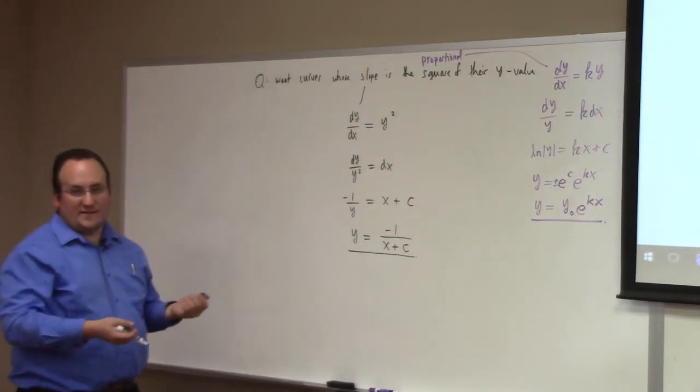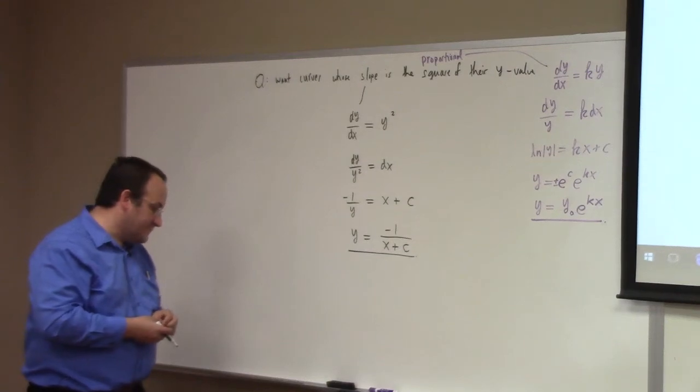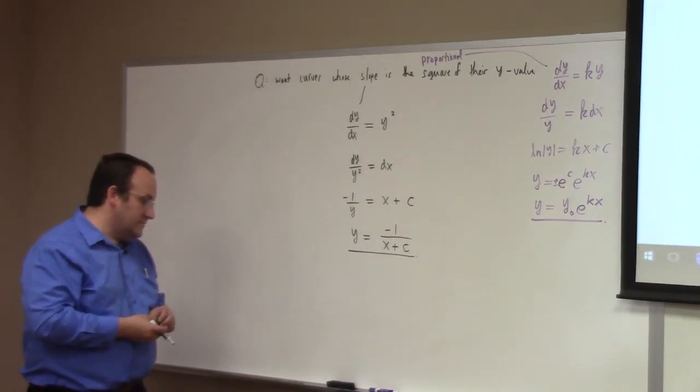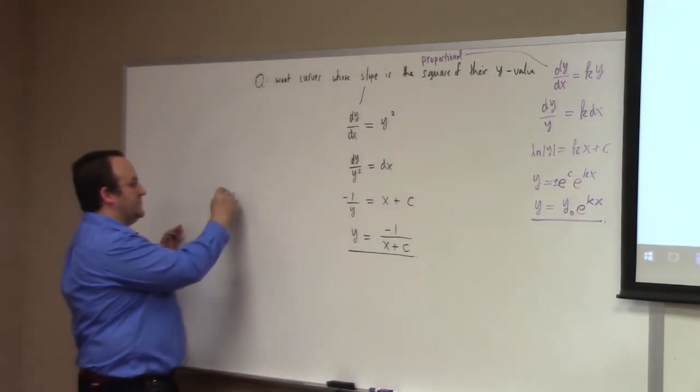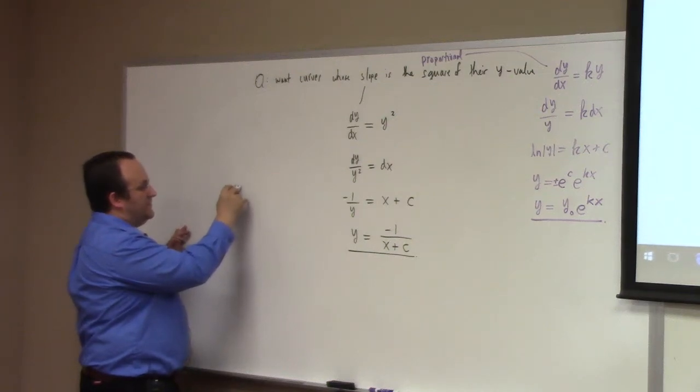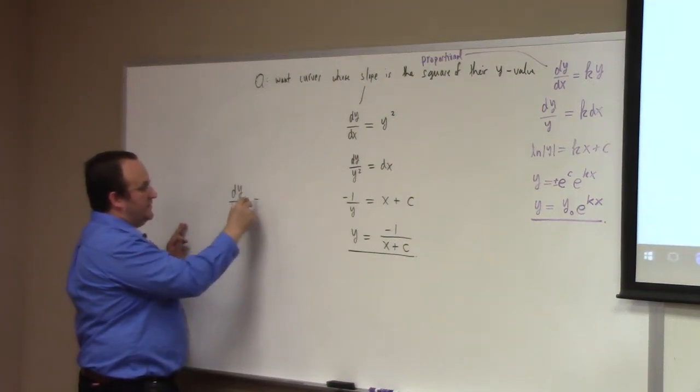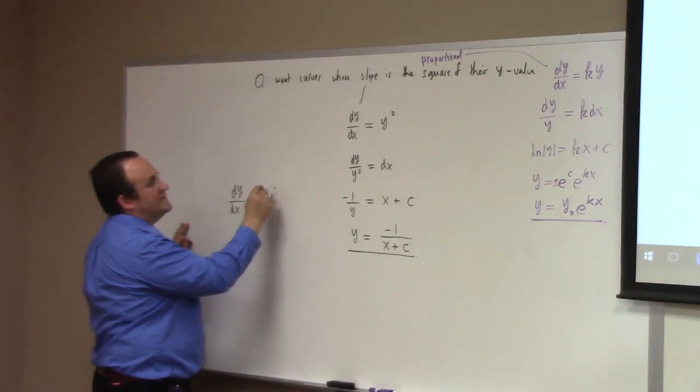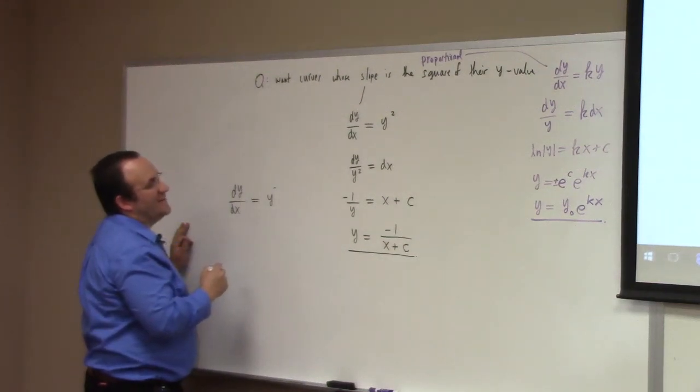Now, you can do other things. Suppose you want, you guys can tell me things like this. What if I had dy/dx equal to y squared? Oh, I just did that. I'm an idiot.